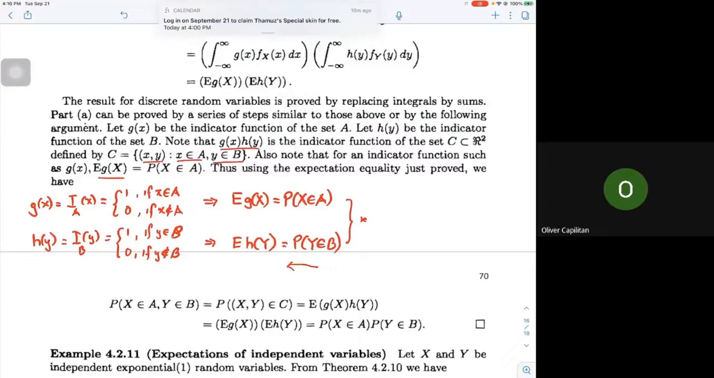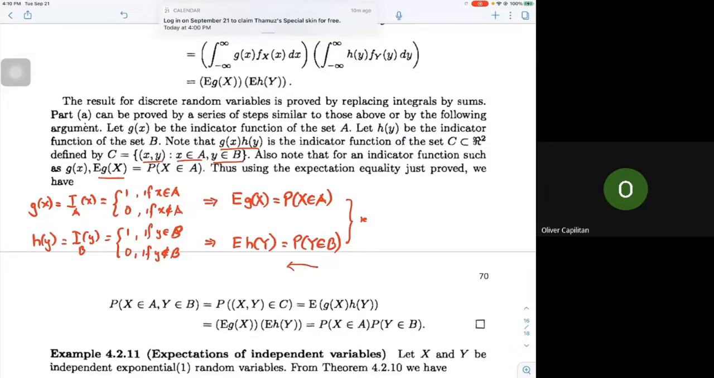Okay, so this is an example illustrating our Theorem 4.2.10. Let's continue. The following result concerning sums of independent random variables is a simple consequence of Theorem 4.2.10. So you see the application of Theorem 4.2.10.